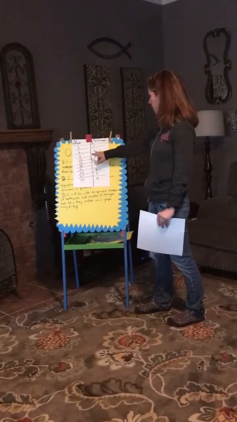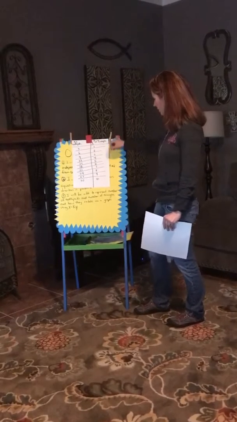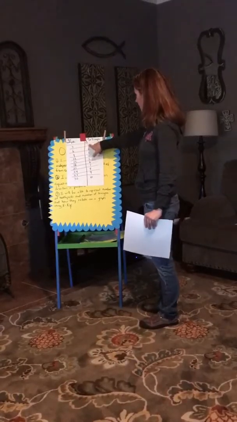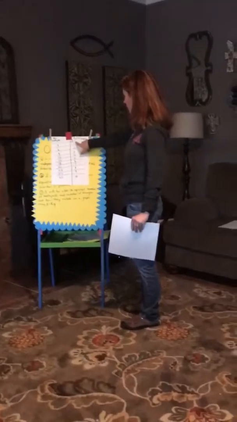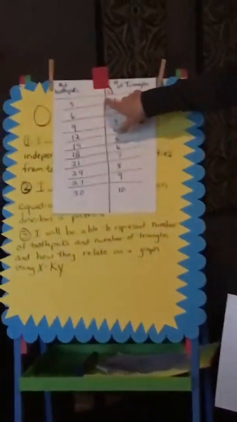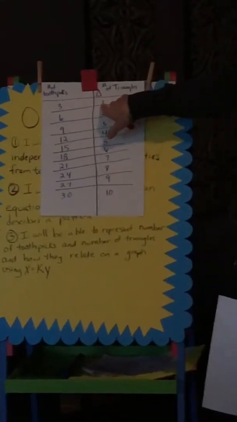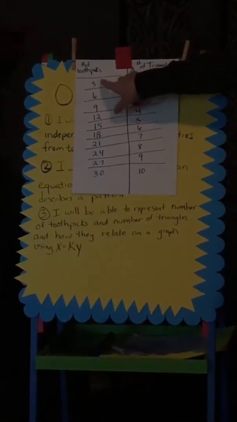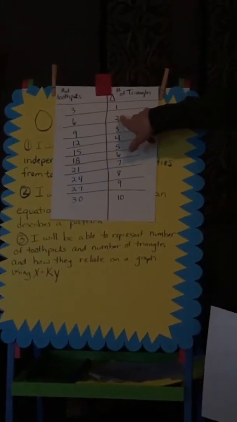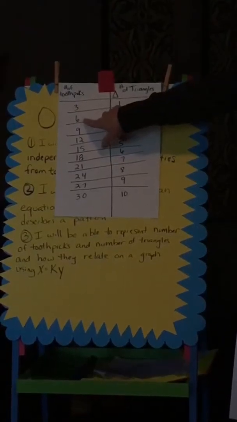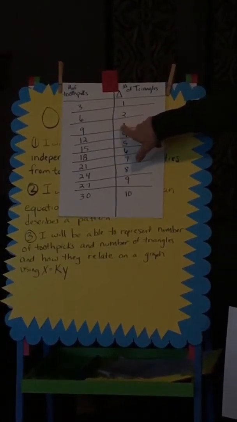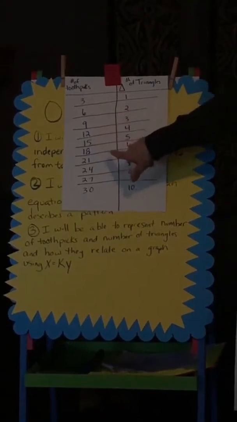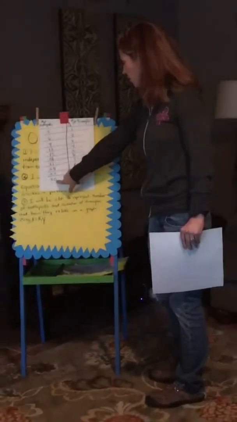Okay, you're on the right track. Let me give you a little bit of guidance. Yes, this number of triangles is multiplied by 3 to get the number of toothpicks. 1 times 3 equals 3. 2 times 3 equals 6. 3 times 3 equals 9. And all the way down to 10 triangles times 3 equals 30 toothpicks.